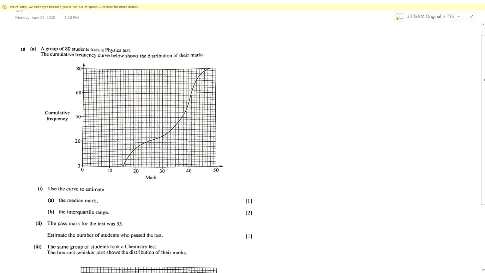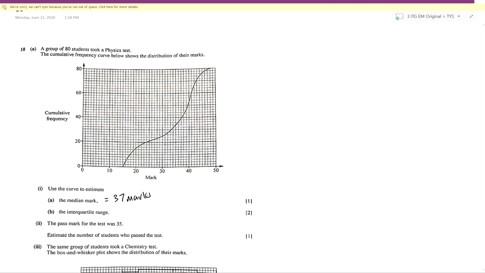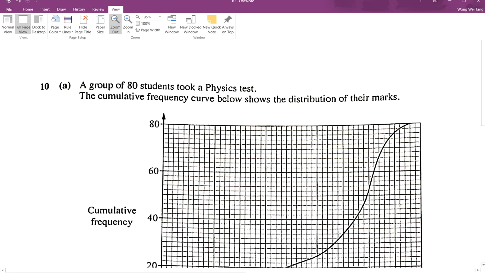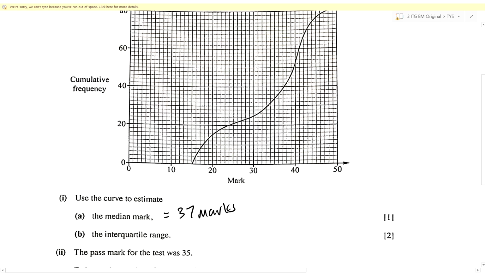Final question that I want to go through, question 10. Again on the explanation. So in this question 10a, let me just write down the values. Over here we've got 37 marks for the median. And for the interquartile range, the interquartile range is 17 marks.